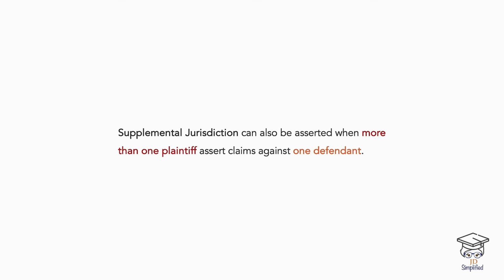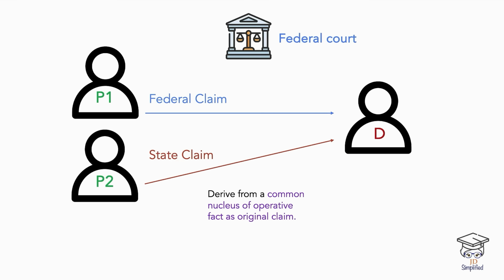Supplemental jurisdiction can also be asserted when more than one plaintiff asserts claims against one defendant. Here, if the state claim is related closely enough to the first plaintiff's federal claim against the defendant, the second plaintiff may assert her state claim lacking independent federal subject matter jurisdiction against that defendant. So plaintiff 1 has a federal claim against defendant and plaintiff 2 has a state claim against defendant. If these two claims are sufficiently related, if they derive from a common nucleus of operative fact, the federal court has discretion to see the entire case, even these state law claims that independently would not belong in federal court.